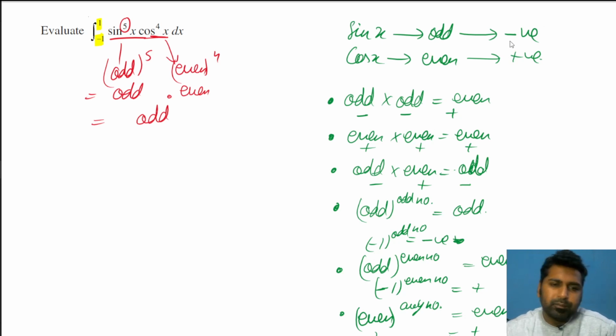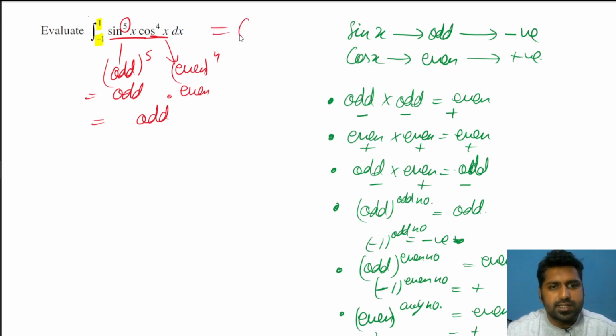I'll repeat again. Sin x was odd, negative. Odd raised to power 5 means negative raised to power 5. Try to think, negative will come out. That means odd. And cos x is even. Even raised to any power is always even. So odd into even, that we have discussed here, odd into even is odd. So this is an odd function.